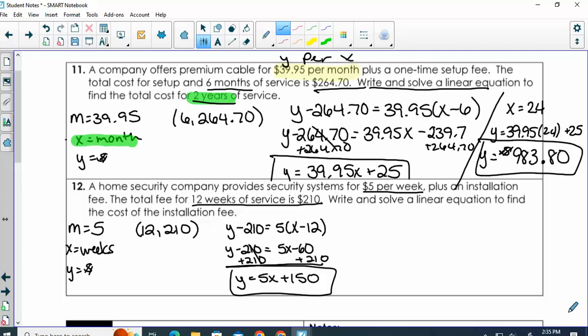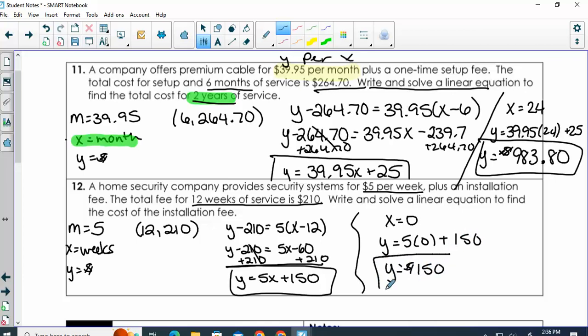Now we have to answer the second question. So now it wants to know the cost of the installation fee. So I'm trying to find the cost. I'm looking for a y. If I just want the cost to install, how many weeks has this been? It's 0. It's basically saying how much did you pay just to get it there, not for having service for any number of weeks. So it's saying if my x is 0, what would our cost be?